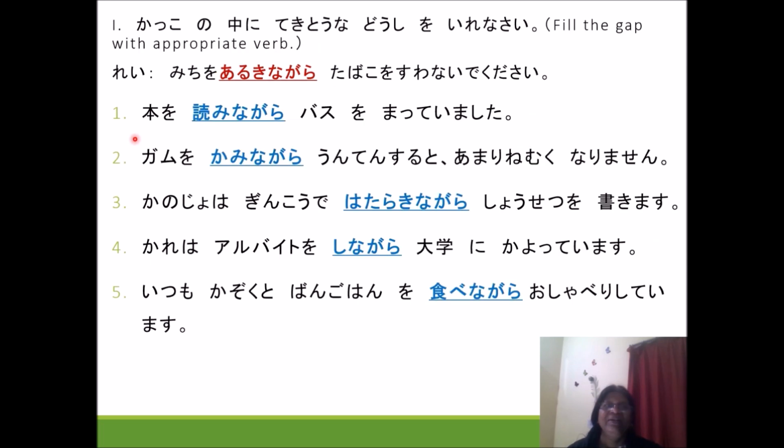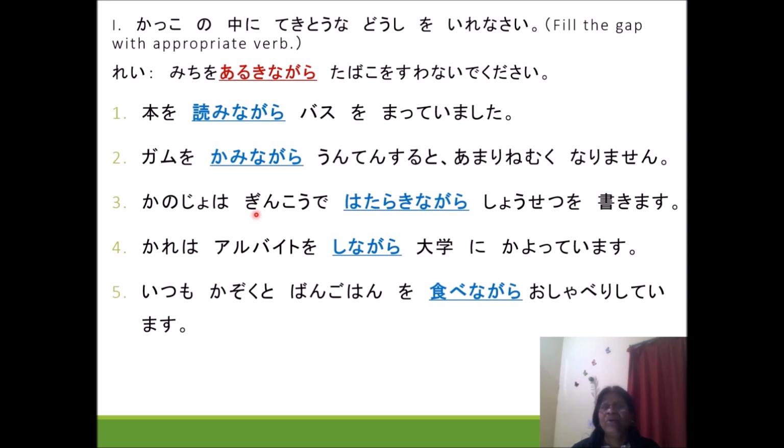Let's check. Ichiban, hon o yomi nagara basu o matte imashita. While I was waiting for the bus, I read the book. So yomimasu, yomi nagara pattern. So nagara form of the grammar takes verb masu form. Niban, gamu o kami nagara, unten suru to amari nemuku narimasen. While you are driving, if you chew chewing gum, you don't feel sleepy. So kamimasu, kami nagara.